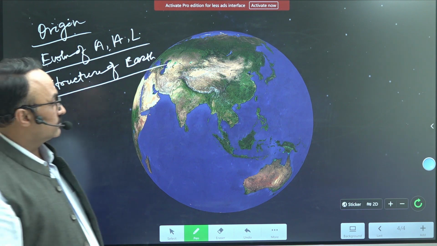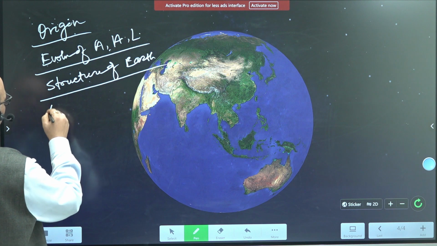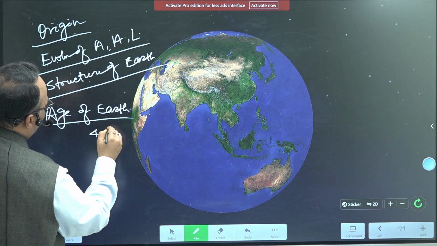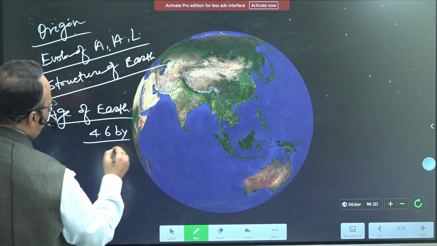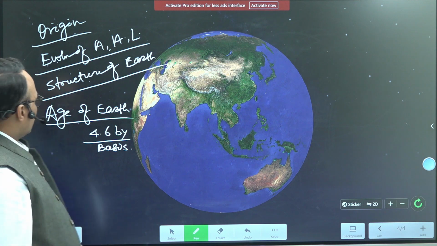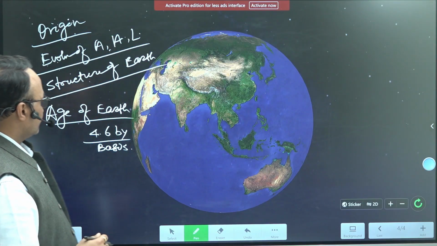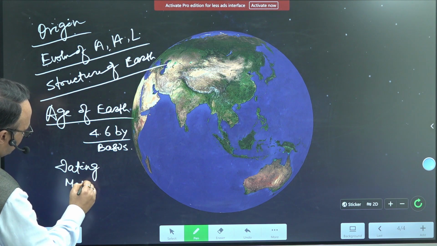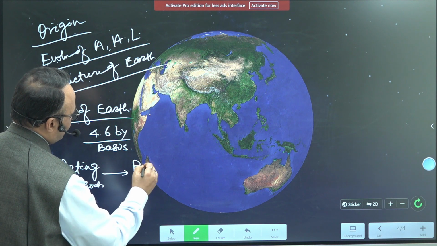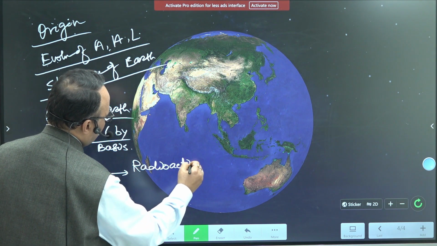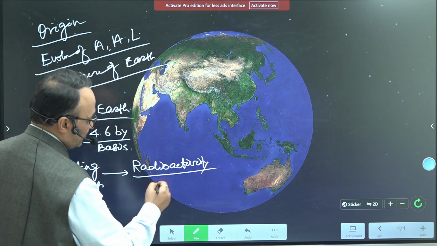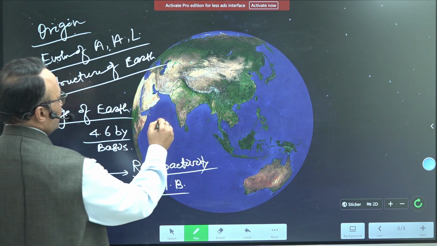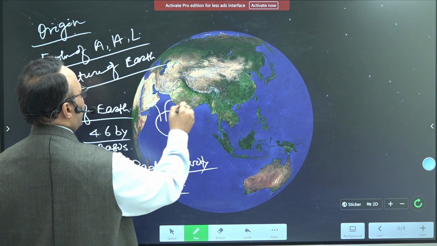Now one more thing I am telling you: if anybody asks you what the age of the earth is, the common answer is 4.6 billion years. Now the question arises, on what basis do you say that the age of the earth is 4.6 billion years? Then you have to answer that dating methods are there, which are based on radioactive activity. This radioactivity was discovered by Henry Becquerel, and according to this theory of Henry Becquerel, every radioactive element emits alpha, beta, and gamma radiation.